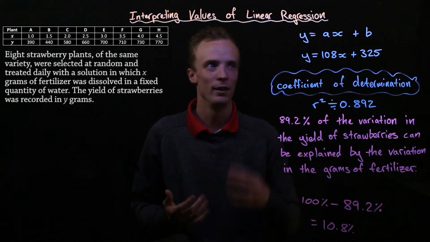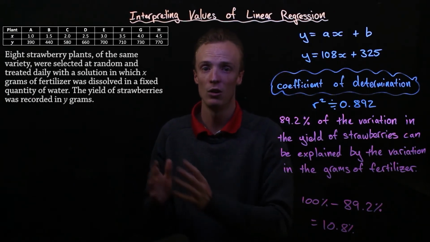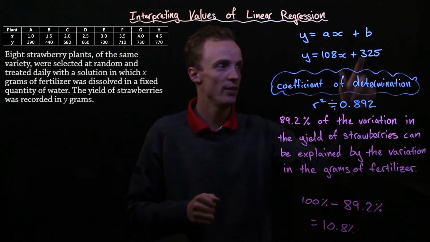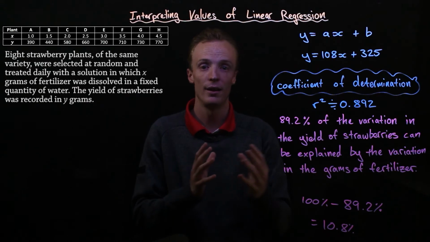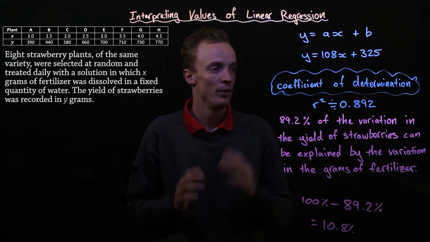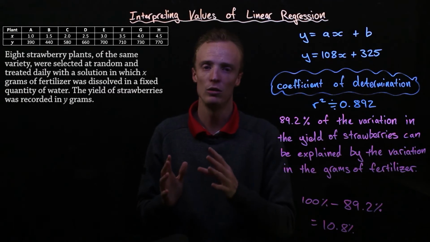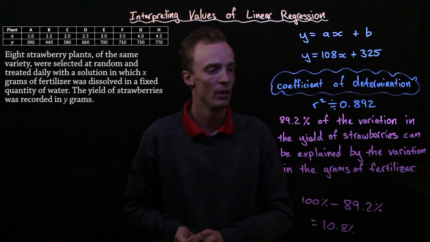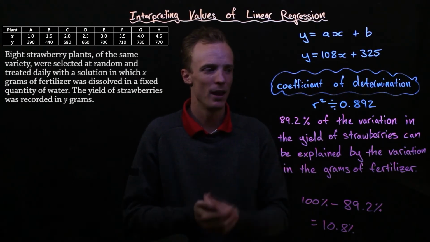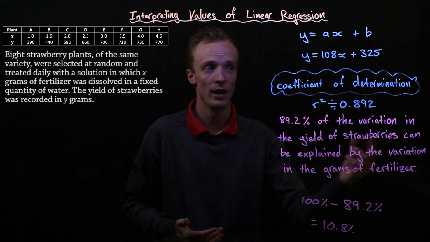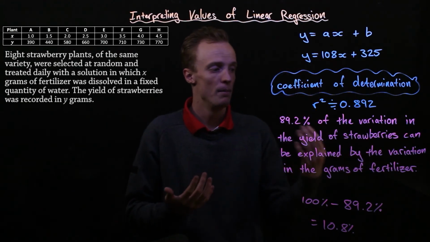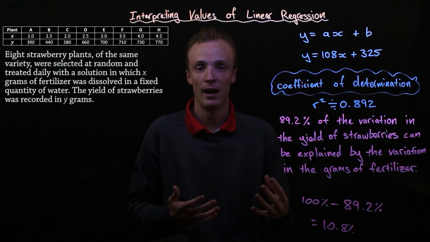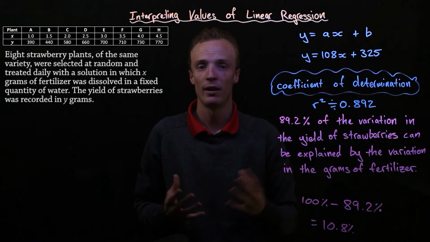So to summarise, the linear regression model, when relating it in context to a problem, we can interpret the A value as the rate of change and the B value as the starting value of our problem. The coefficient of determination can be used to look at how strong the correlation of this model actually is, but also it can be used to explain what percentage of the variation in our y is caused by the variation in our x, remembering that our y is our response variable and our x is our explanatory variable.